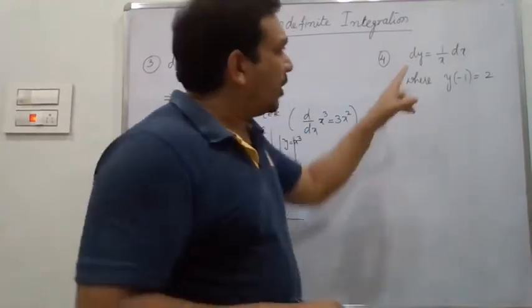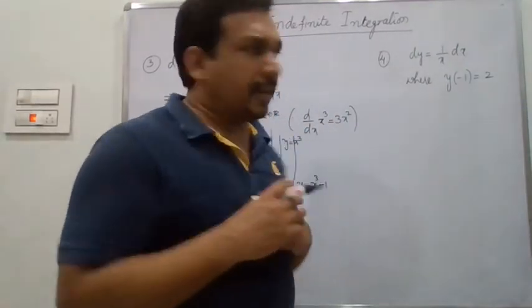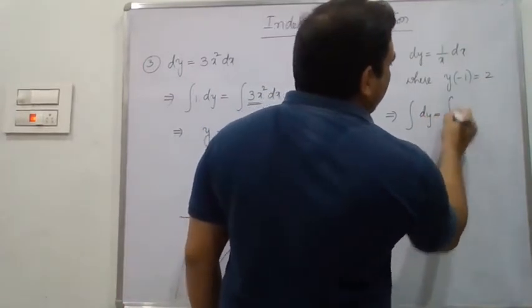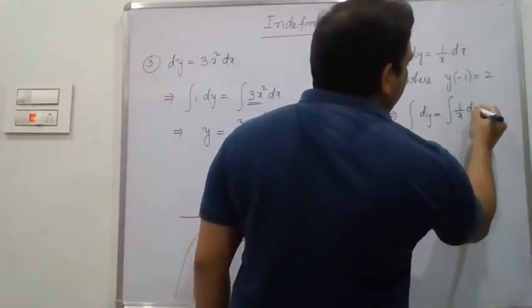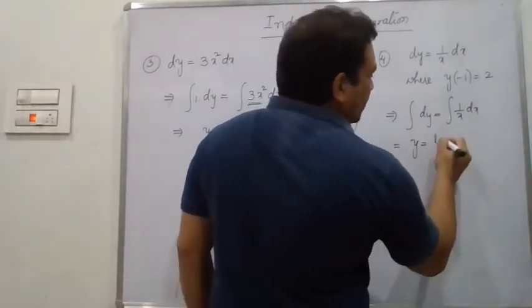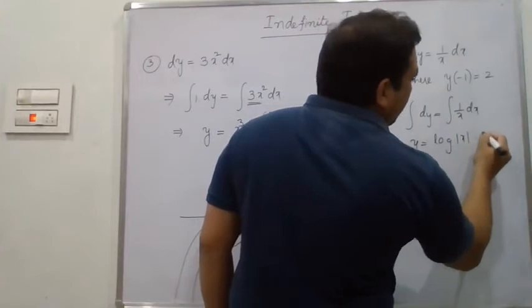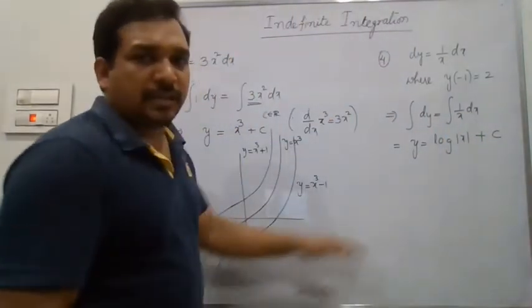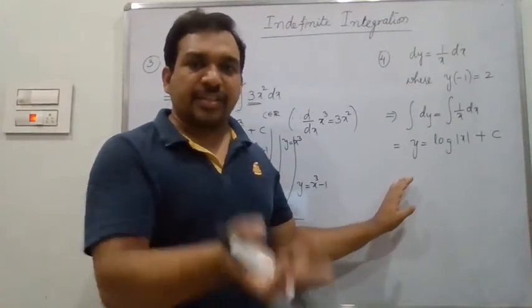So we'll see. What is the answer for dy is equal to 1 by x dx? Antiderivative, dy is equal to antiderivative, means integration, 1 by x dx. Integration of dy is y, integration of 1 by x is log of mod x plus a constant. For both these integrations, I can write a single constant. This was our last answer, but here an extension is there for the question.